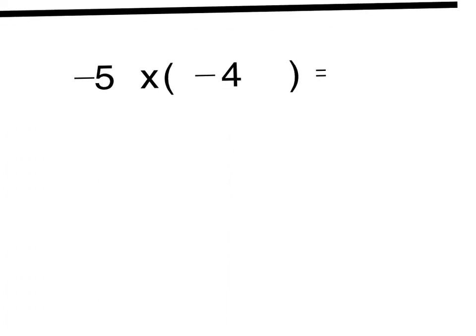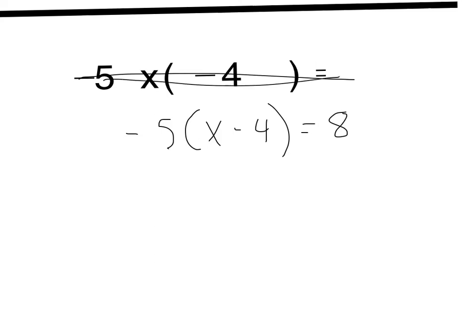Okay, let's try another one. Again, I kind of messed up on the formatting, so go ahead and write it as -5 times x minus 4 equals 8. Alright, let's go ahead and distribute. So we have -5 times x, which is -5x. And we have -5 times -4. A negative times a negative always gives us a positive. So we have positive 20 there. And that all equals 8.